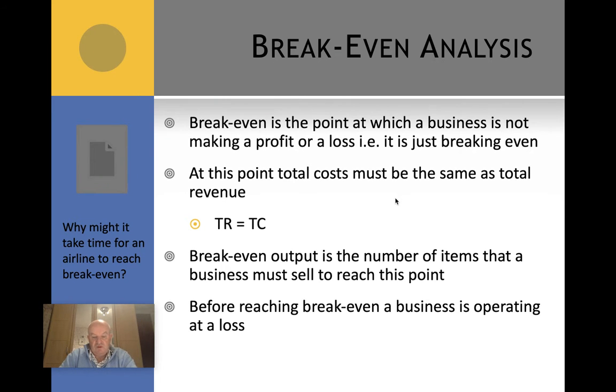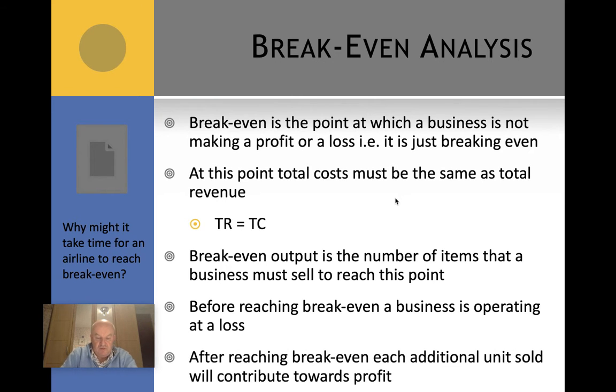Now clearly, if we get to a point where we haven't reached break-even, where our total costs are higher than the total revenue that we've generated, then the business is actually operating at a loss. But after reaching break-even, the point at which total revenue equals total cost, for each additional unit over and above the break-even output that you sell, you are contributing towards making a profit. You are actually in profit, as opposed to being either at break-even or making a loss. As soon as you get to that point, any more additional units that you have sold is profit.